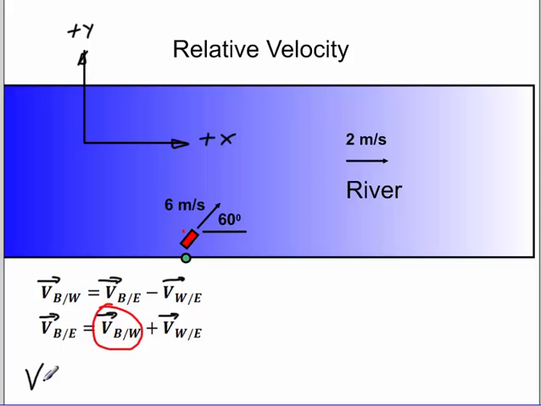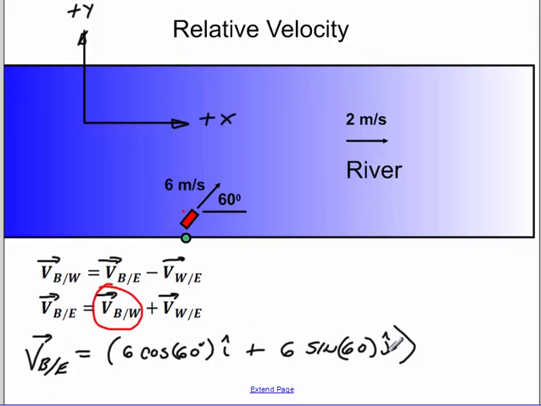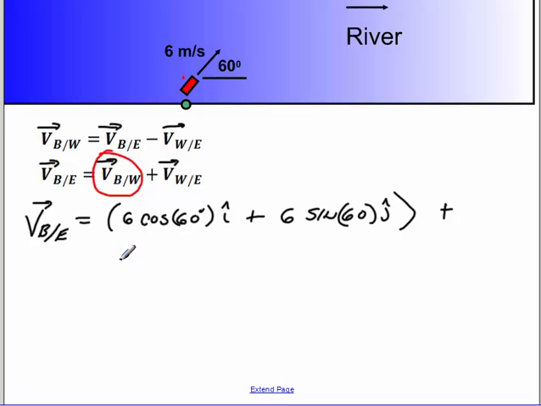So we'll say the velocity of the boat in respect to the Earth is equal to, now we'll do this, velocity of the boat. Well, we know that the x value is going to be 6 cosine 60 degrees. We'll make that i hat plus 6 sine 60 j hat. Okay, that's just this part right here. Then we'll come down, we're going to do a plus sign here. Now what's the velocity of the water in respect to the Earth? Well, in this case it's just going to be 2 i hat. So we'll say plus 2 i hat plus 0 j hat.